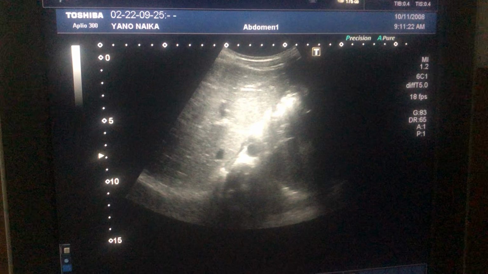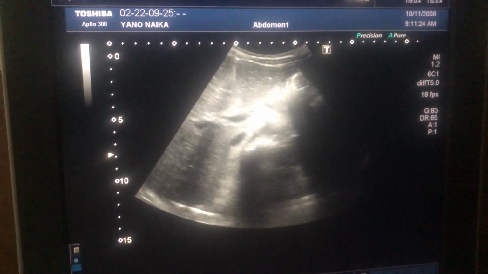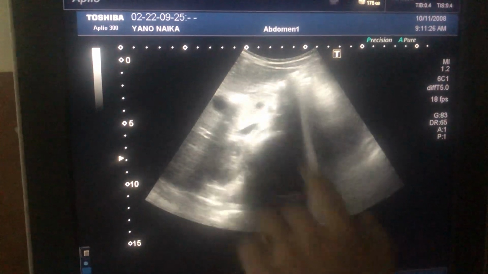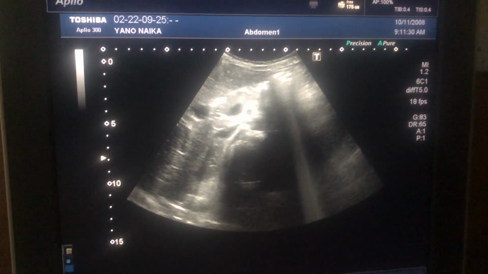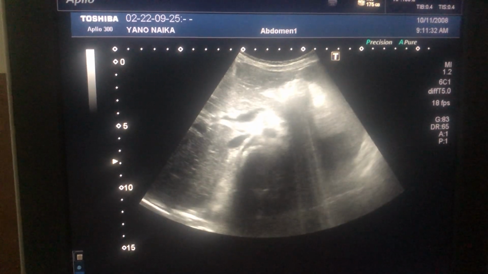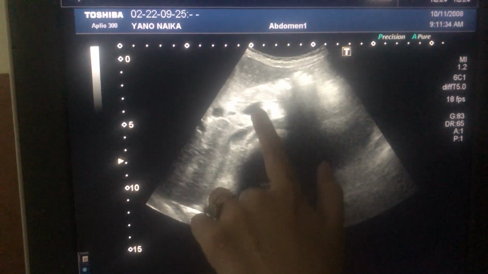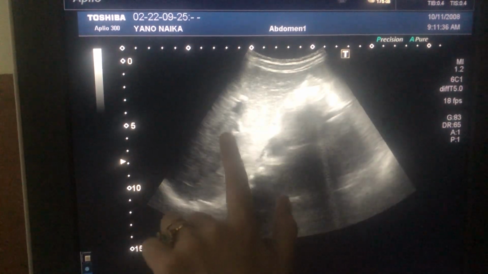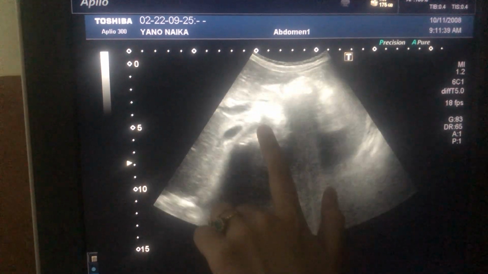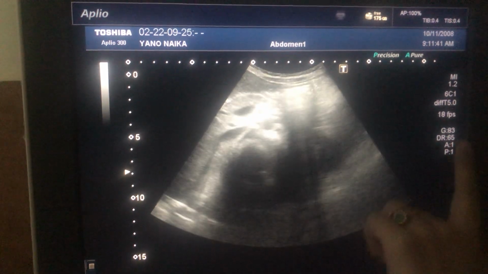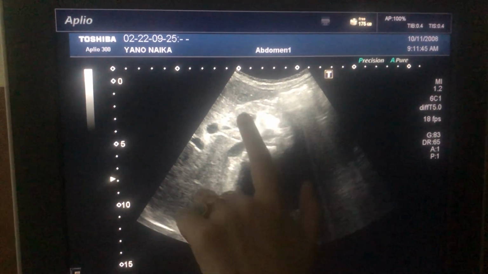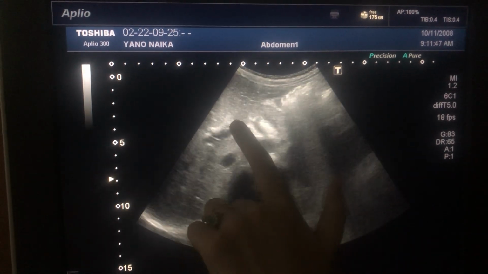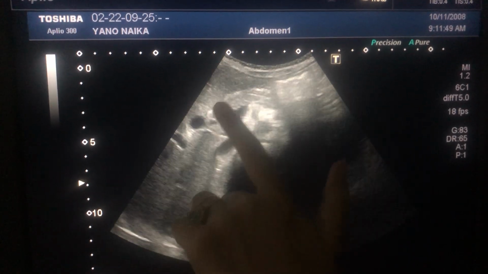Starting with my probe in a transverse position in the epigastrium, we can see over here the portosplenic confluence, which goes on towards the liver to become the portal vein, and towards the left, towards the spleen, it goes on to become the splenic vein. Anteriorly, just above it, this tissue right here is the pancreas, which is unremarkable.